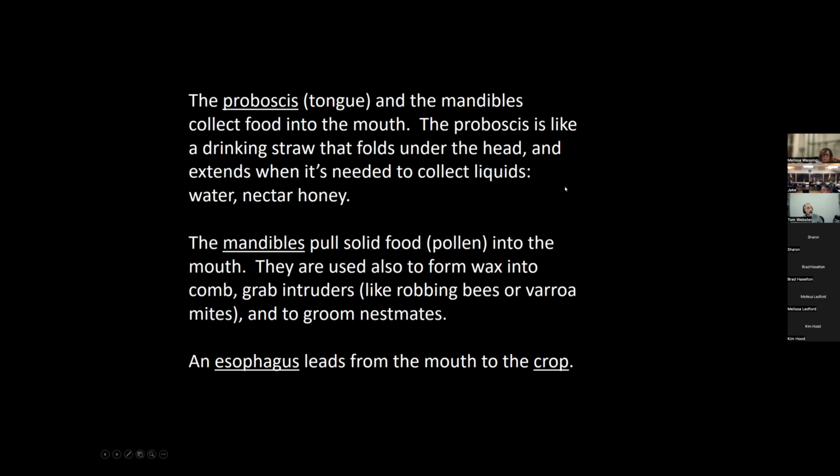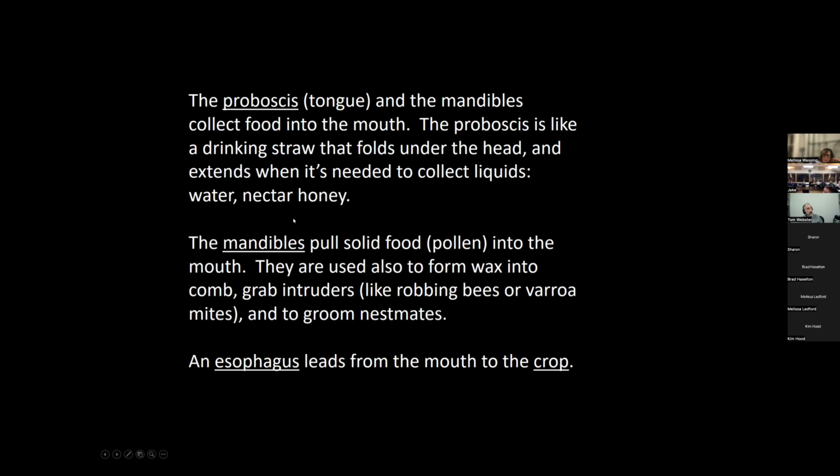common. And then the mandibles are sort of the grabbing organ that come on the right and the left side. That's for grabbing solids, or maybe grabbing a varroa mite off of another bee, or whatever needs to be done. So the mandibles pull solid food, and they're also used to form wax and to comb, and to groom nest mates. And if somebody is coming into the hive that doesn't belong there, the guard bees will rush up and grab those critters, whether robber bees or yellow jackets or whatever. They'll use their mandibles to grab them.